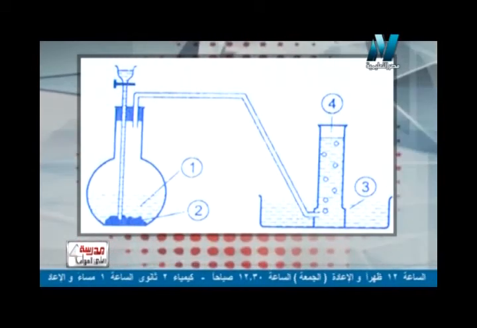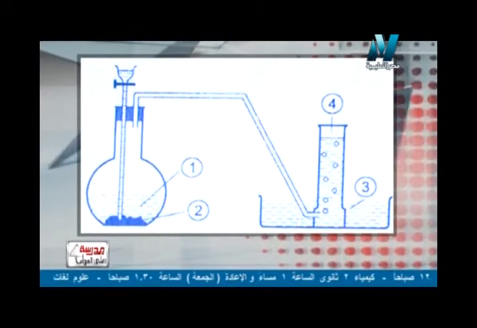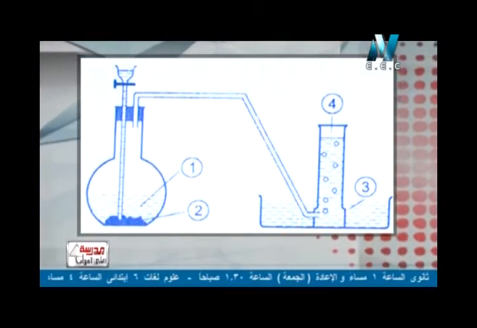So now we have Yusuf from Cairo. Hello, Yusuf, how are you? Fine, thank you. Okay, Yusuf, do you have a question you want to be asked? Yes, I want to be asked. Okay, Yusuf, we have a question for labeling the diagram about oxygen gas preparation. You can label it with me. Number 1 is what, Yusuf? You will see it on the monitor now.